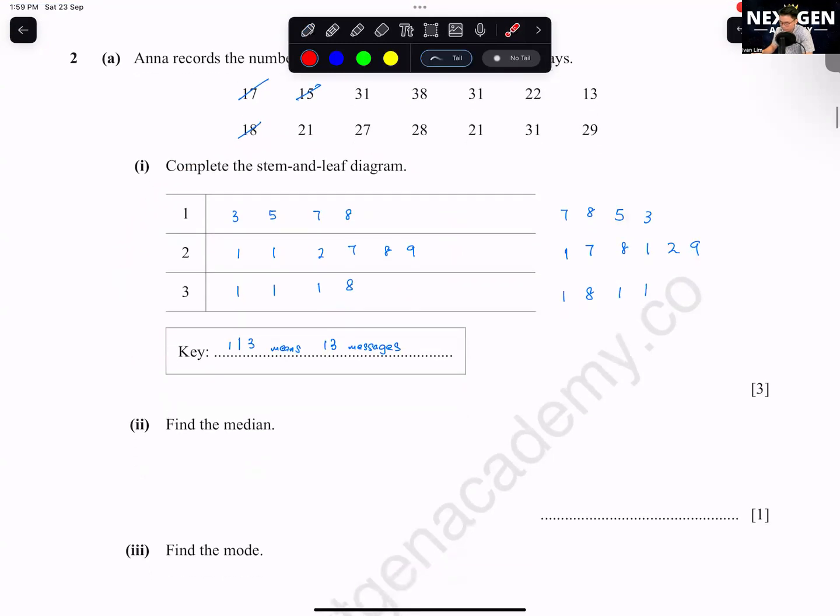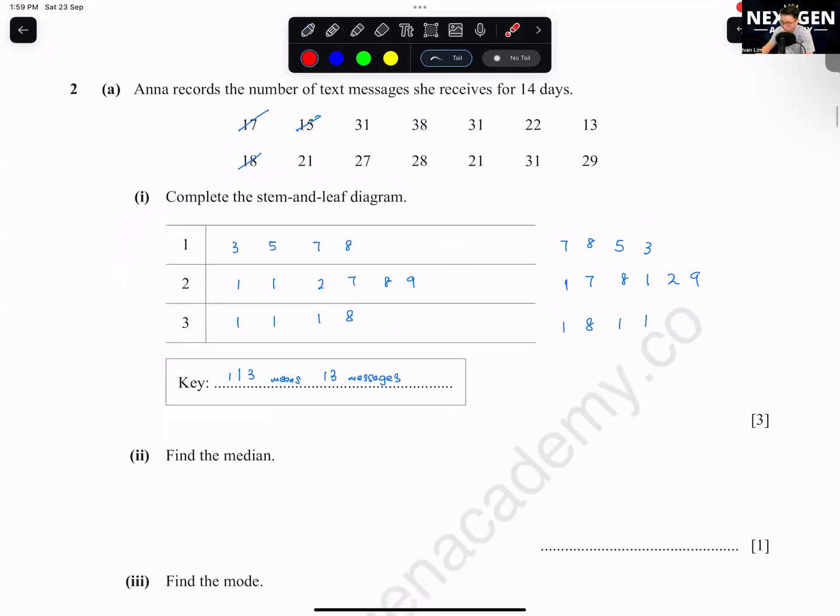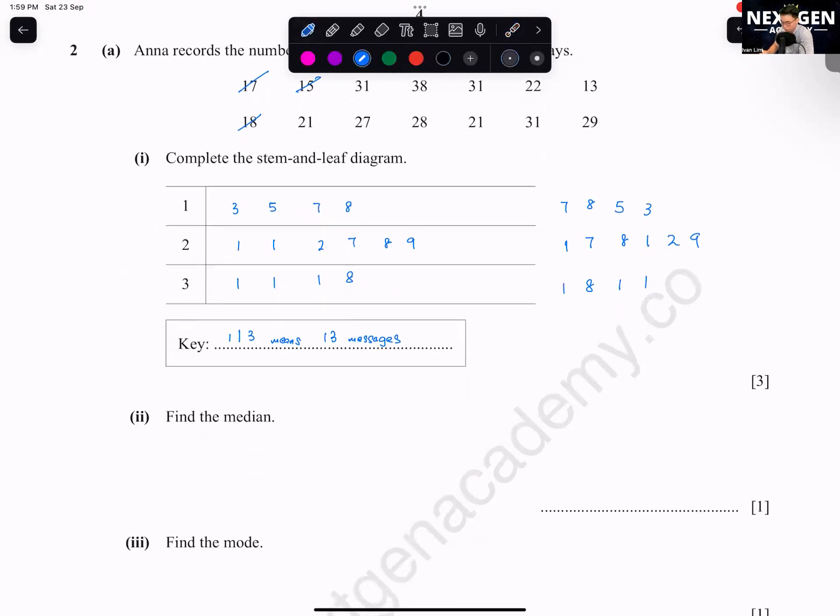Okay, find the median. Total, we got how many values? We've got 14 values. How do you find the median? Got two ways. It's either you cut like that. Okay, you keep on cutting until you find the two middle numbers. Or you do n plus 1 over 2. Okay, you find where's the position of it first.